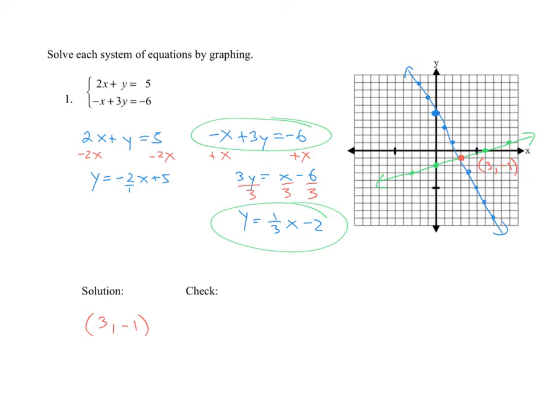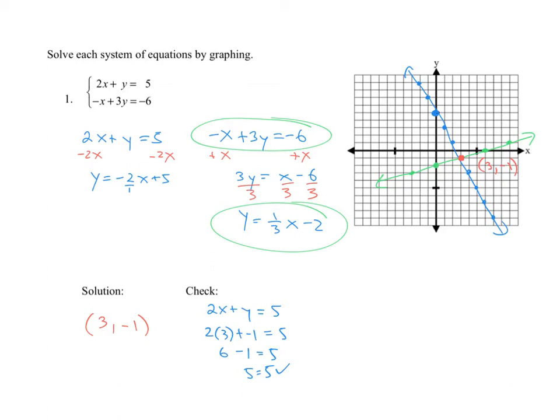So I'm going to check first 2x plus y equals 5. I'm going to make sure 3, negative 1 satisfies that equation. So I plug 3 in for x, negative 1 in for y, and I hope that this works, and it does. I get 5 equals 5, so that point did satisfy that equation.